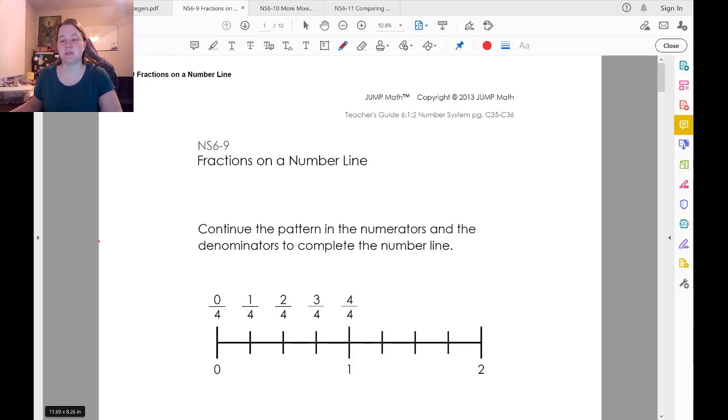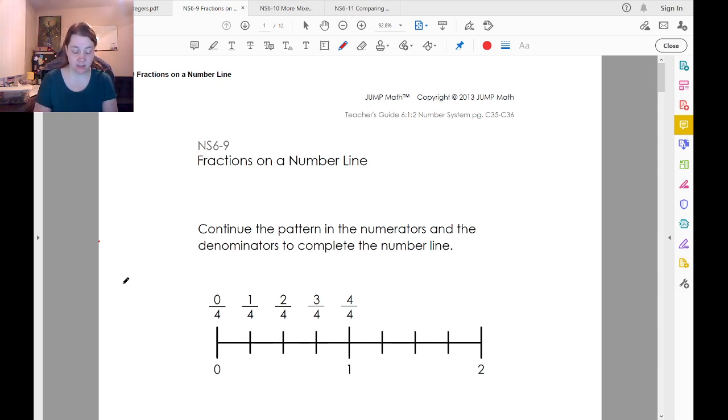This video is going to talk about fractions on a number line. We have a number line here. Let's try to continue this pattern as we look at this number line. For example, we start at 0. We go all the way to the whole number 1.